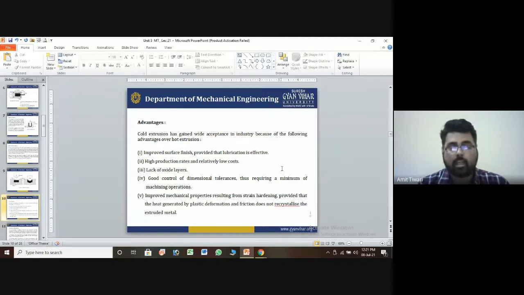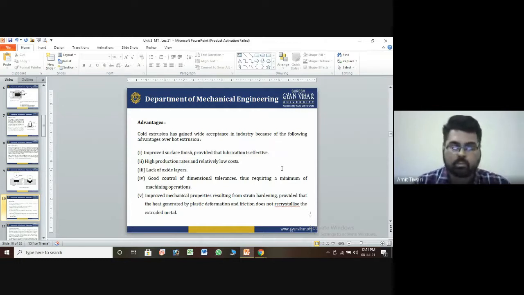We can say that a change in dimension or direction is possible by applying some process, so you can prevent it by that. So we can say that the heat generated by the plastic deformation and the friction does not recrystallize the extruded metal.